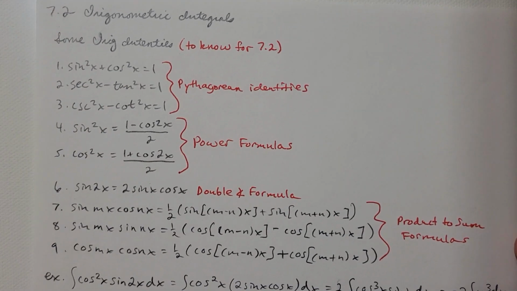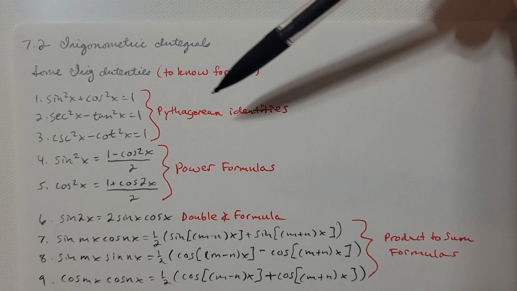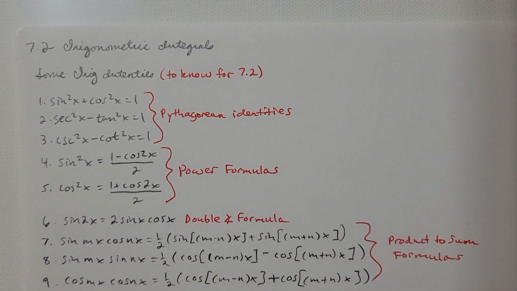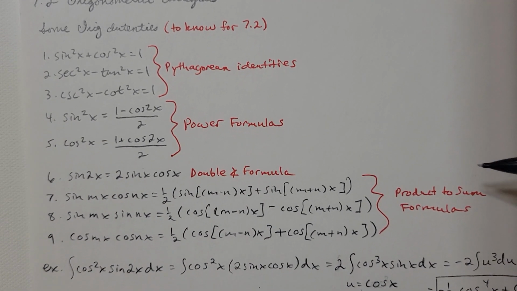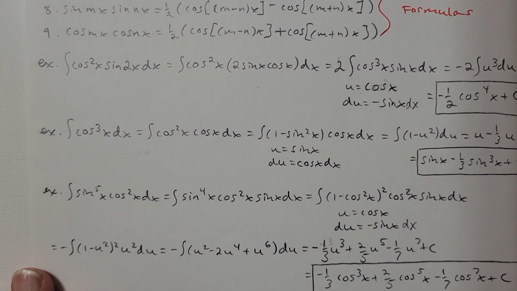So let's see. In section 7.2, like I said, we're going to talk about trigonometric integrals. Here are some identities to know that are on that sheet there. So let's take a look at some examples.